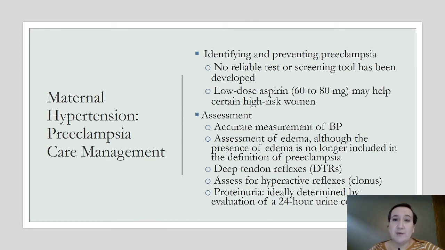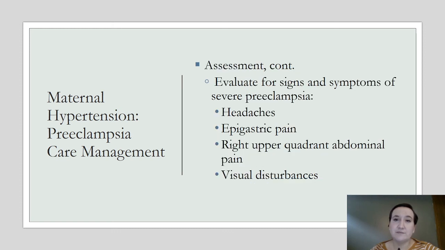There's no reliable test or screening tool. I wish that we did have one to help us assess for preeclampsia. A low-dose aspirin might help certain high-risk women, but that has to be monitored so carefully and so cautiously. During our assessment, we're going to assist the provider by making sure that we have that accurate measurement of the blood pressure. We're going to check again for clonus and check for that proteinuria. We're going to ask our patients about those symptoms that we've gone over.